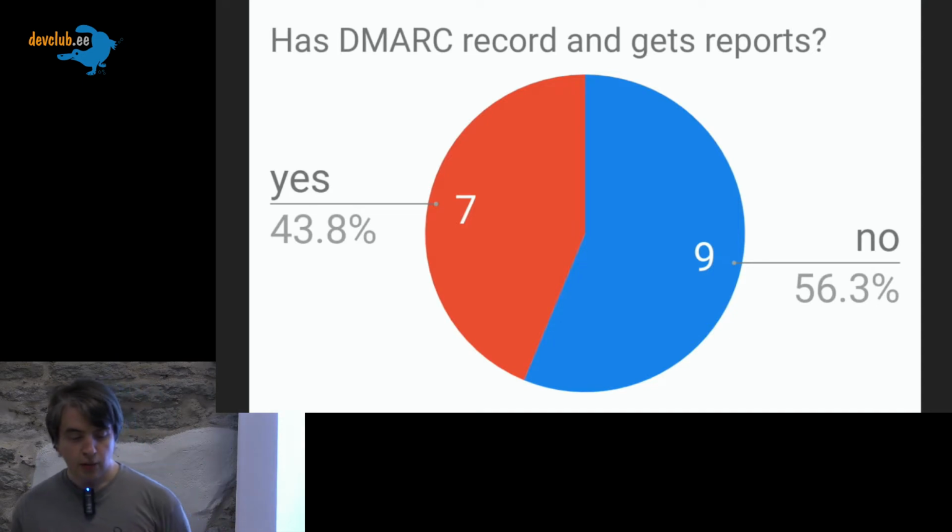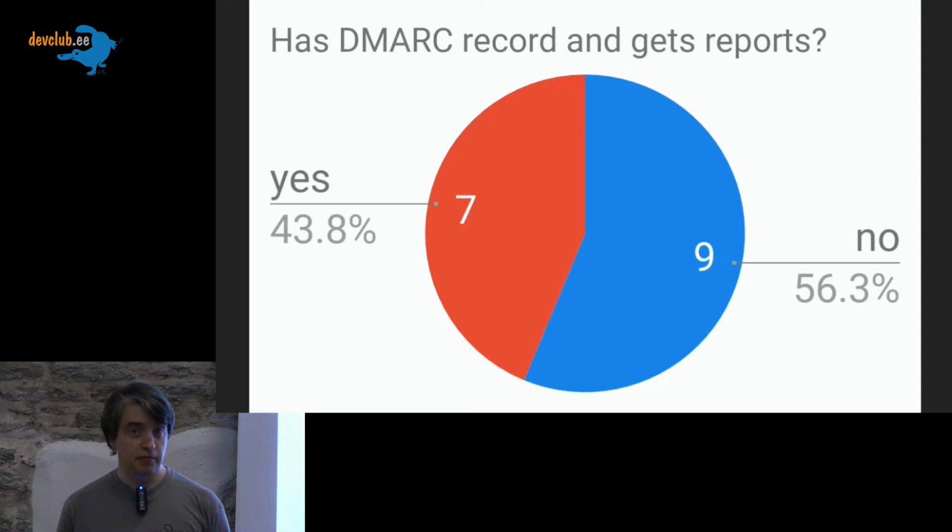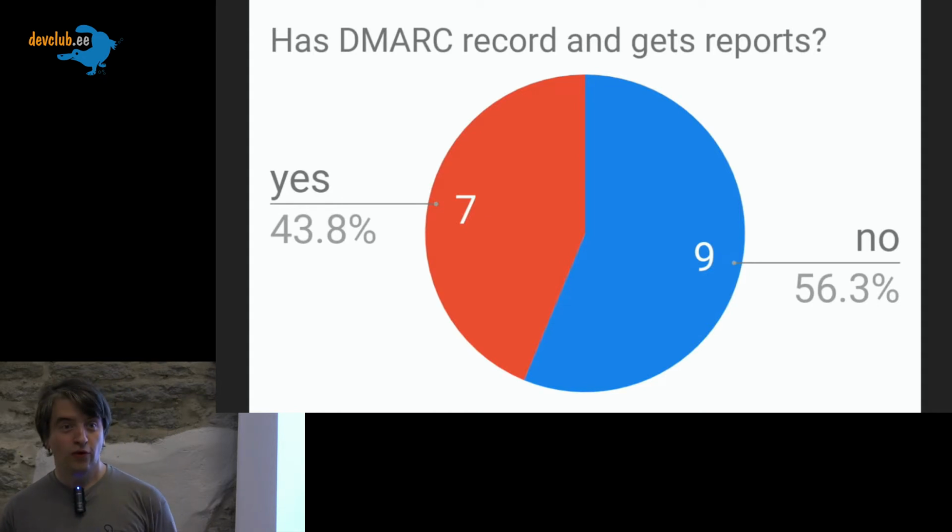So we had 16 people, 16 domains who did respond to my quiz. And whoa, more than half of you do not use DMARC today. That's very sad. It means that I can hack into Eventbrite, get your names and emails, and start writing from you to other people.